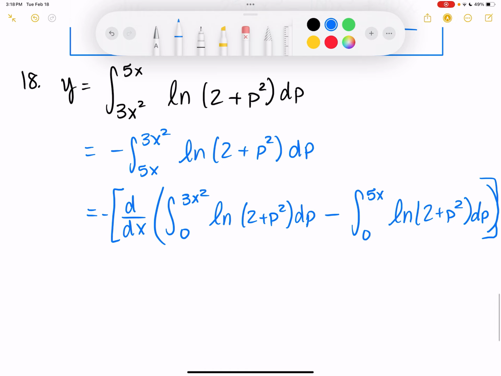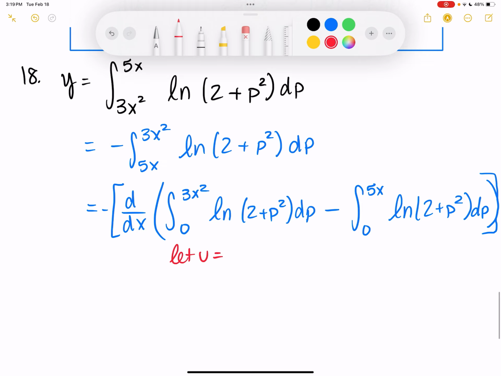So since I have two different variable things that I'm working with, I'm going to use u and t here. So I'm going to use u for the first one. So u would be 3x squared. So then du/dx is 6x. And then over here, let t equal 5x. So dt/dx is 5. And then now I can proceed with this problem.